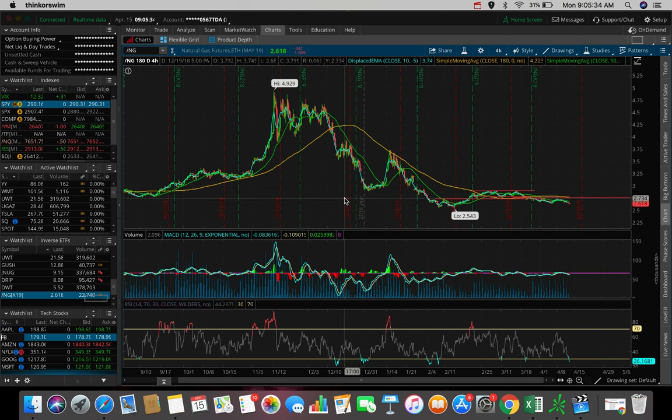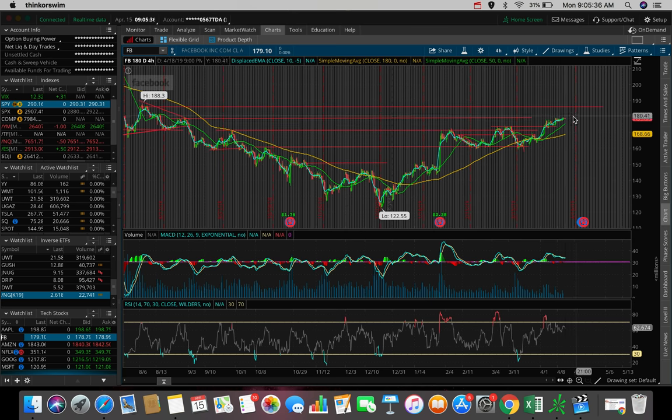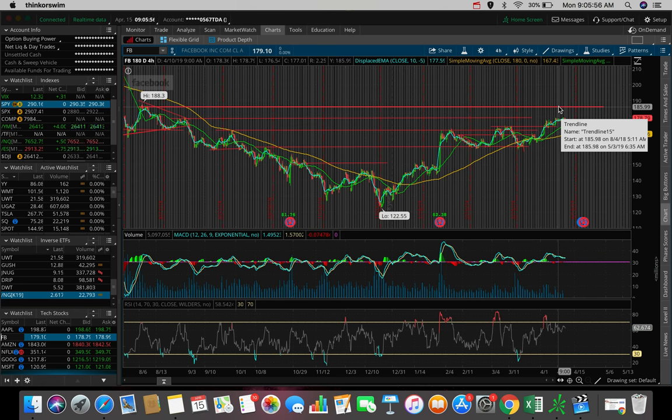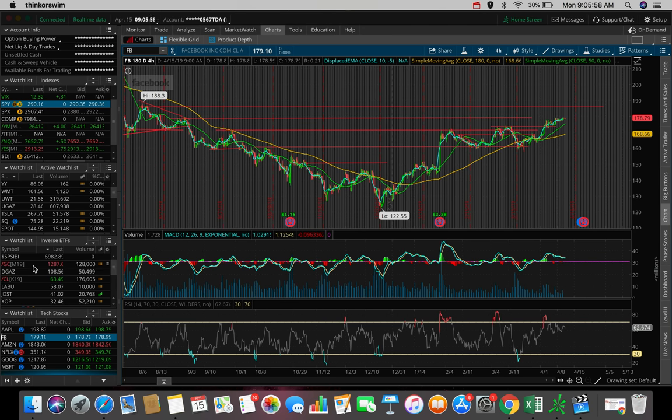Let's see. I think Facebook was down this morning last time I checked. Yeah, Facebook seems like it's getting rejected by this 179, 180 level of resistance. Are we going to pull back, retest that 50 simple moving average support? This is something I'm watching on Facebook. Or are we going to pop this morning, maybe break that 180 level, hold it as a new support, and then trend up to 185? That's also a possibility here on Facebook stock.